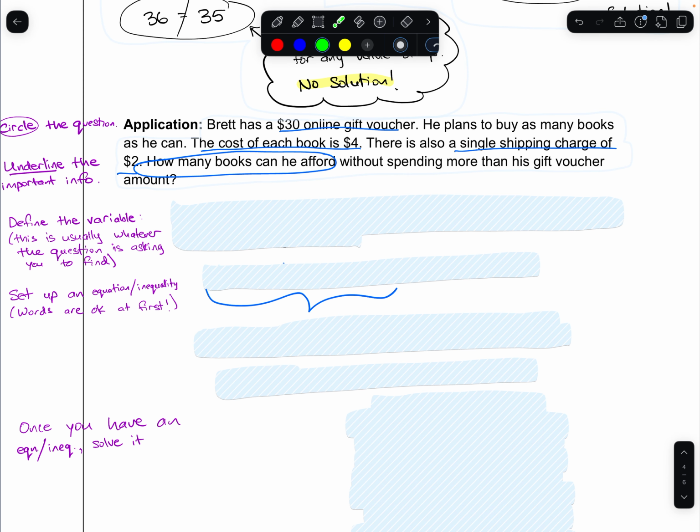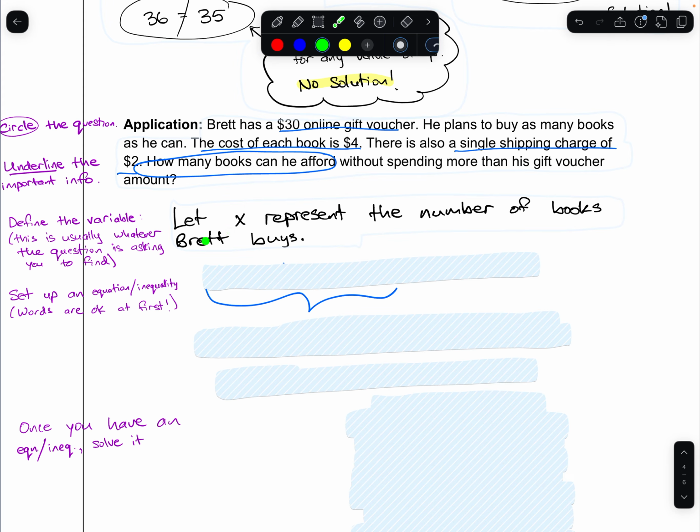And then in this case, the word problem doesn't tell us a variable. It doesn't say X represents this or that. So we should think about what's not known. Well, that's exactly what the question's asking. How many books? So let's let X, or B for books, whatever you want to do, be our variable. I wrote, let X represent the number of books Brett buys.